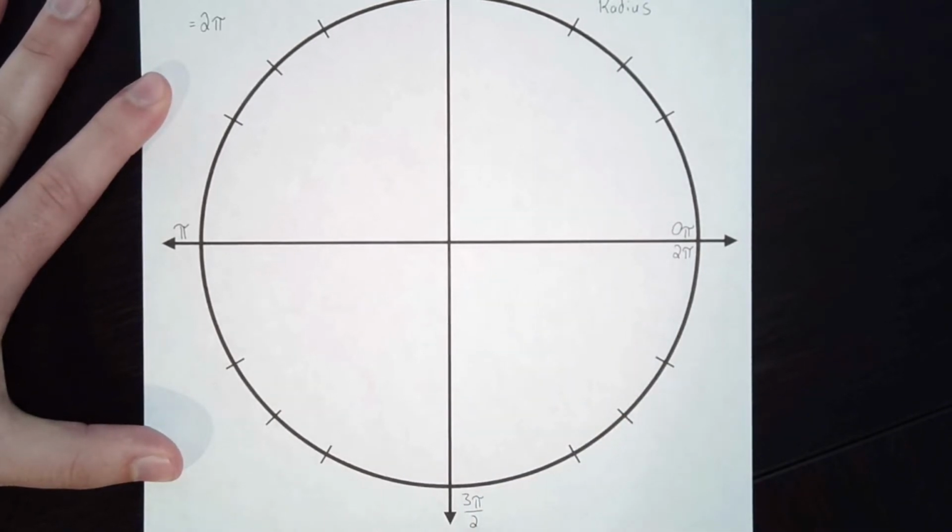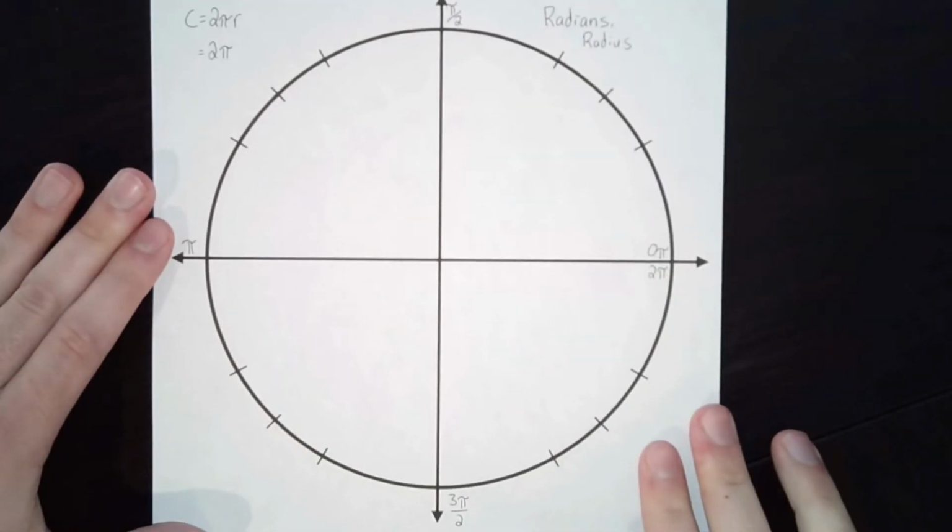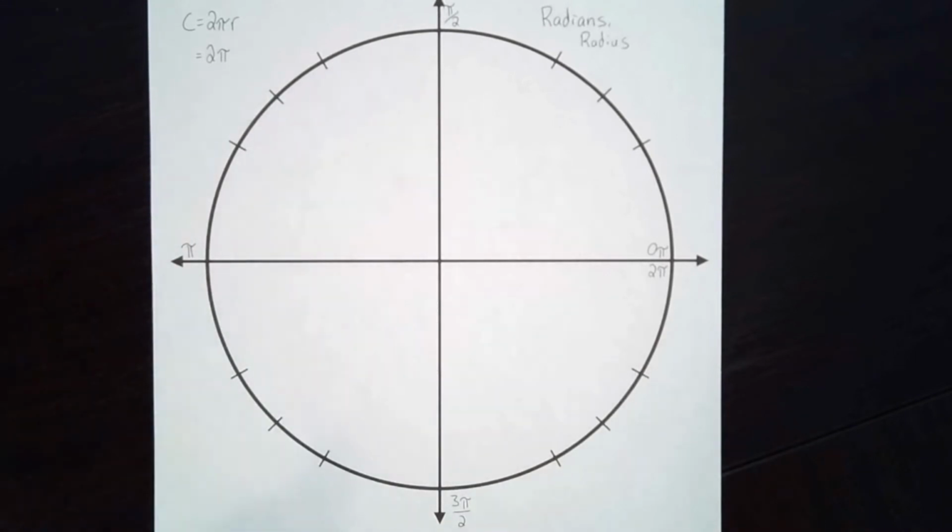So I have 3 over 2 pi at the bottom, I have pi over 2 at the top. Let me zoom out just a little bit more so we can get these all in here, and we have those 4 main points labeled with our pi's now. Now from here we need to start to break this down a little bit more.